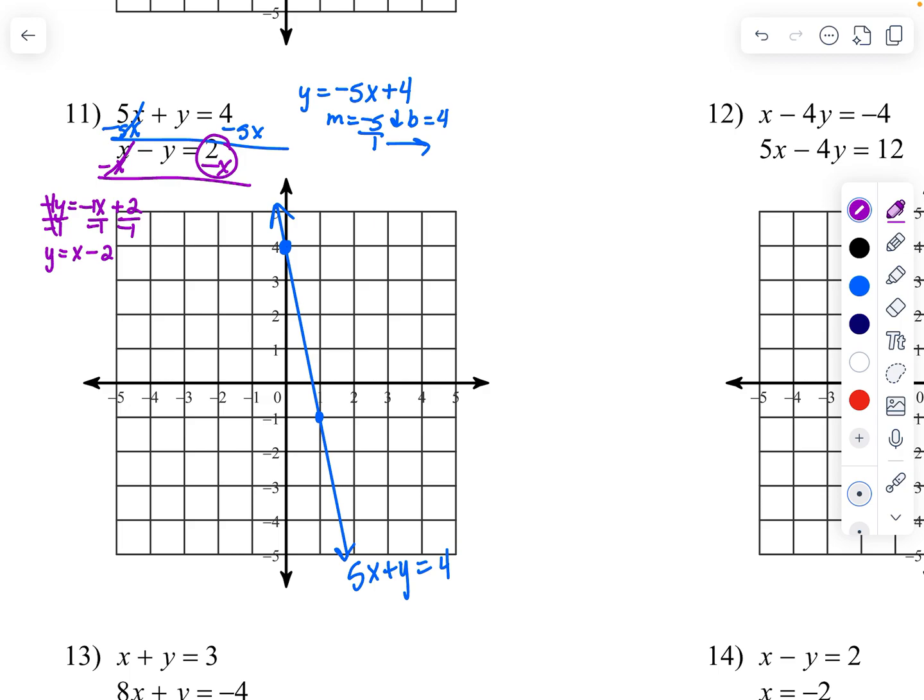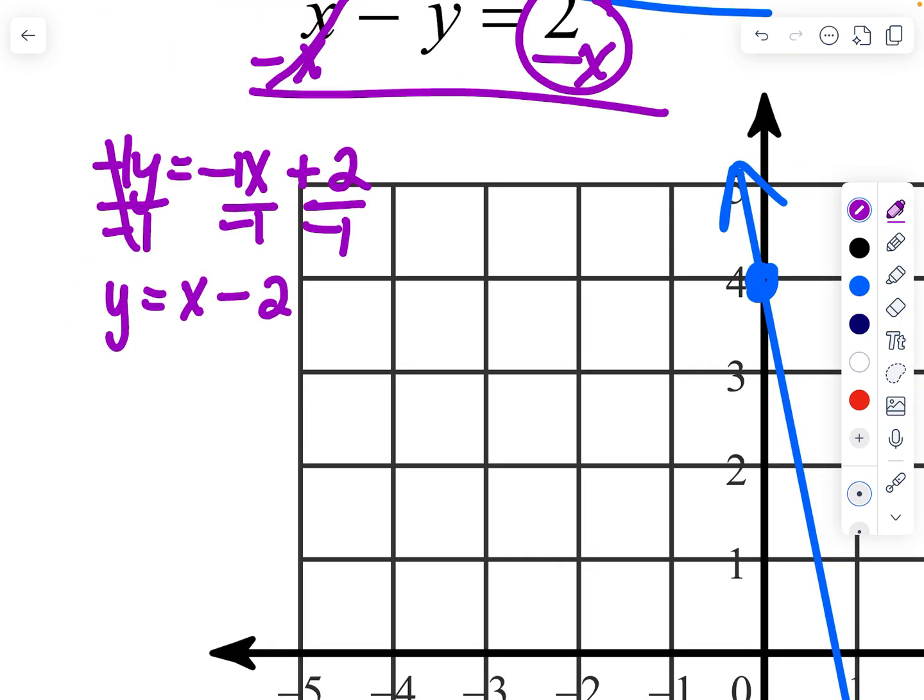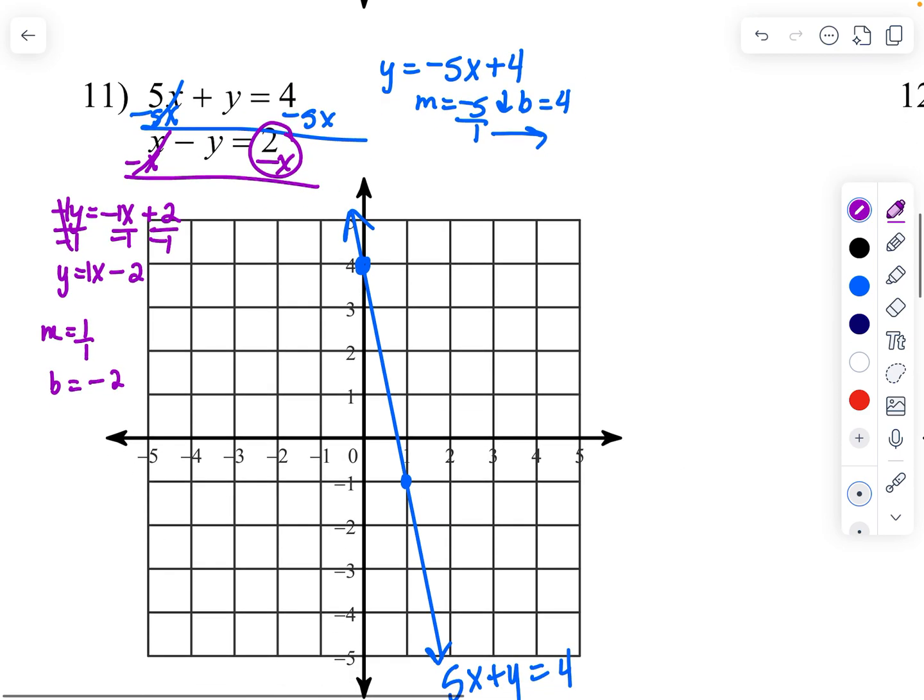Okay, the new one, the purple, over here, we have an m of whatever's in front of x, which is a 1. But again, everything should be in fraction form for m, so 1 over 1. B is a negative 2. You begin at the b. Begin at negative 2 on the y-axis. Then the slope is a positive 1, means up 1 and right 1. So up 1 and right 1. We overlap. That's okay. Up 1, right 1, up 1, right 1, up 1, right 1.